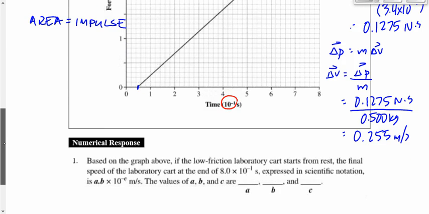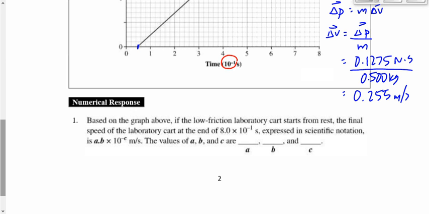Now, pay attention here to the way that they express this. We haven't had very many of these numeric response questions thus far that have had a notation like this. We will, by the end of the year, see tons of them. We have to express this in scientific notation, a decimal b times 10 to the negative c. So let's put it in scientific notation first. This would be 2.55 times 10 to the negative 1. Does that make sense? A, B, C, right? A decimal B times 10 to the C.